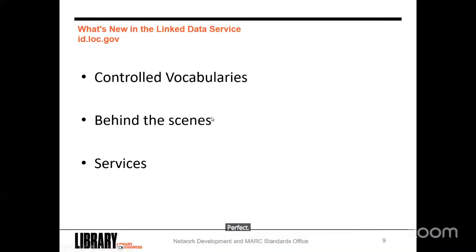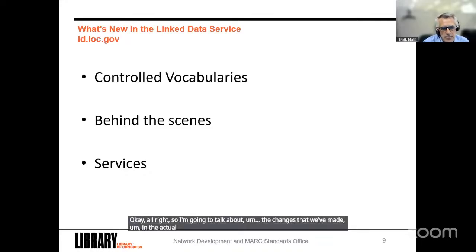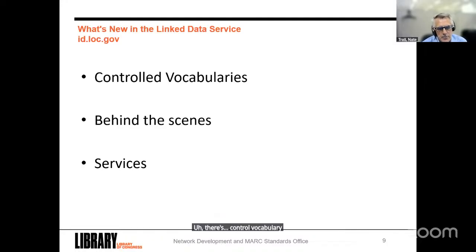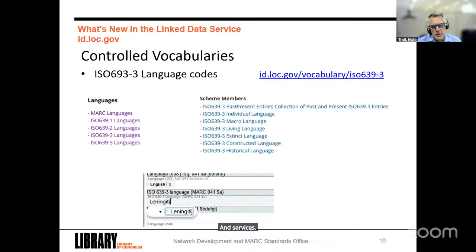Okay, all right. So I'm going to talk about the changes that we've made in the actual data. There are controlled vocabulary changes, some stuff behind the scenes, and some changes to some of our APIs and services. The biggest one that we changed is adding 639-3 language codes. There are about 8,000 of them, and so that's pretty cool.